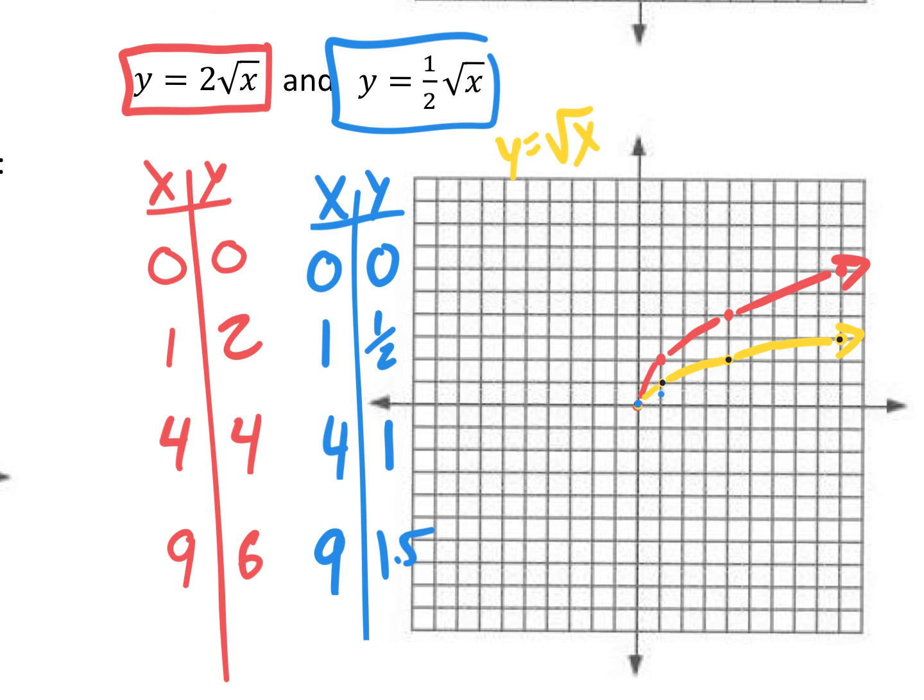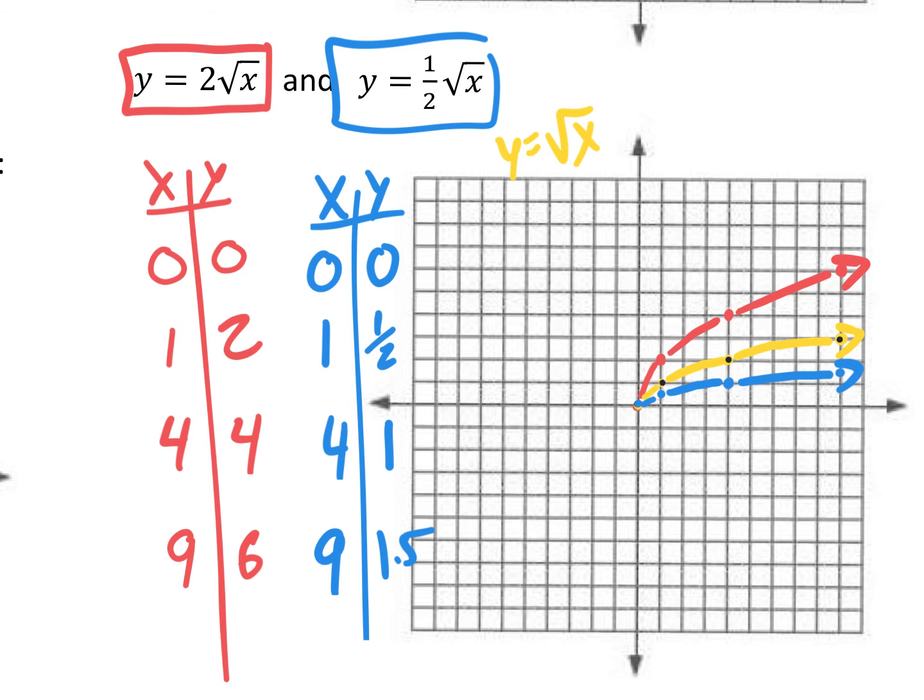1 on the x halfway up is right there. 4 on the x half, and then up 1 is right there. 9 on the x, 1.5 would be right there. So this is definitely a compressed version of the parent graph.